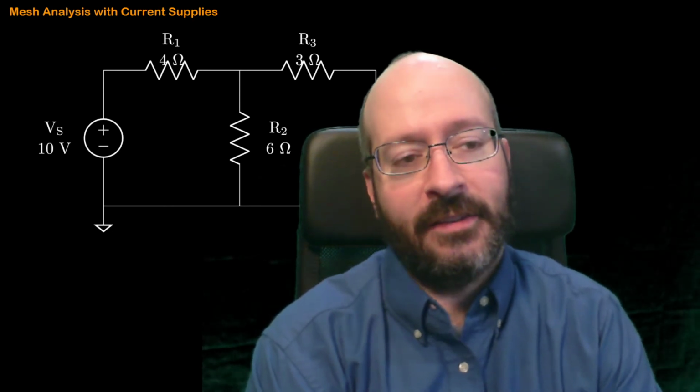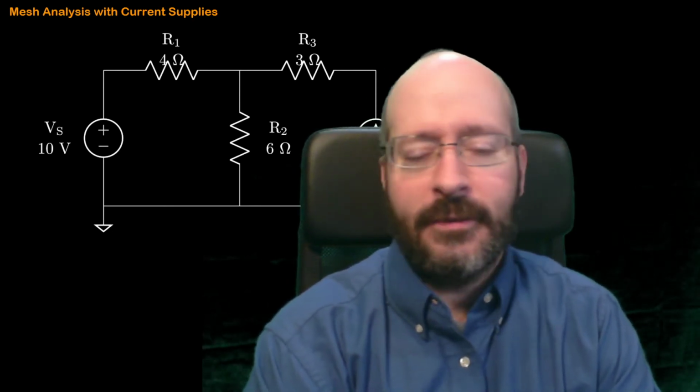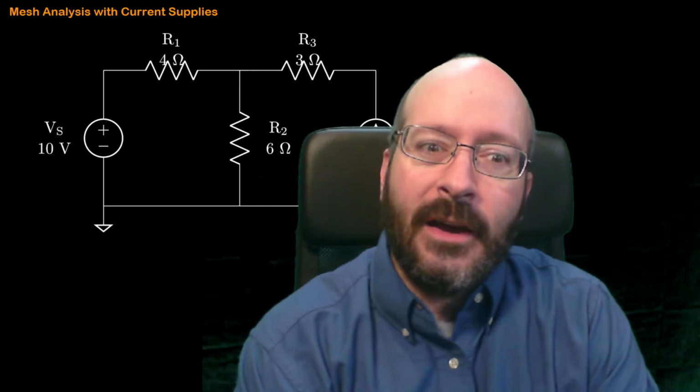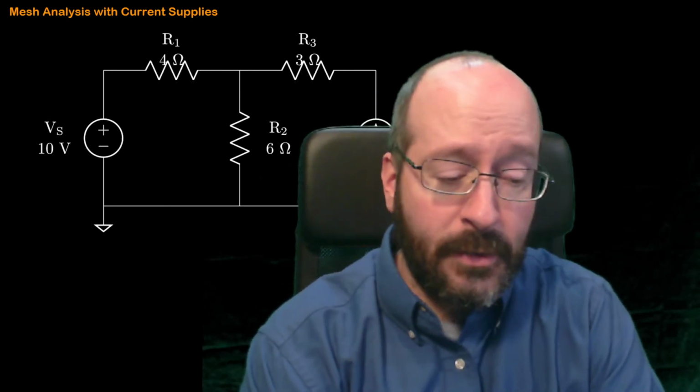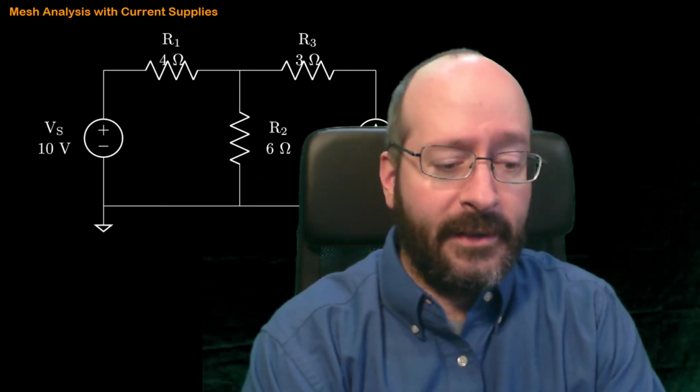I've noticed a lot of people in my career avoid doing mesh analysis whenever there's a current supply, and they use a couple tricks to remove the current supply from the analysis. And that's okay, there's nothing wrong with it. But there are circuits that have current supplies, and you can't use those tricks. All right, we'll look at what those tricks are later in the semester.